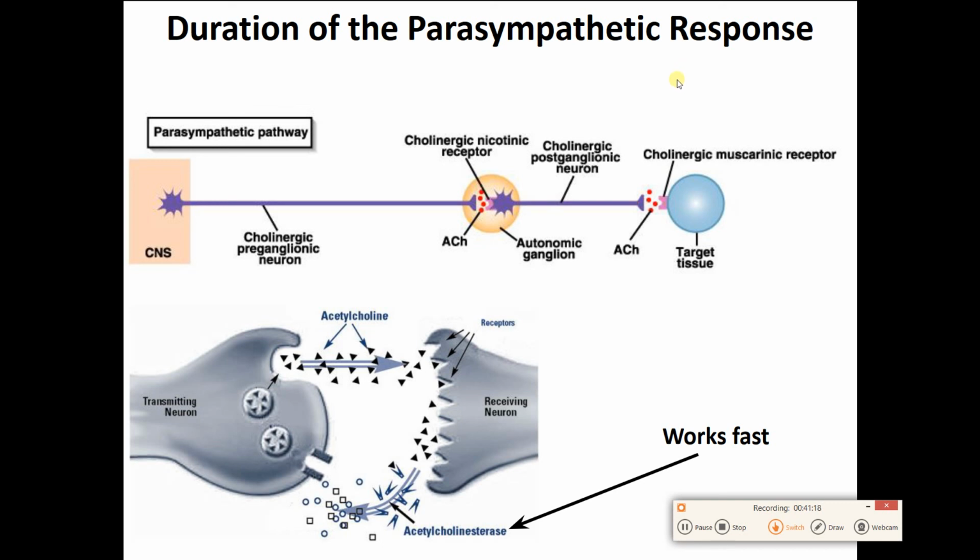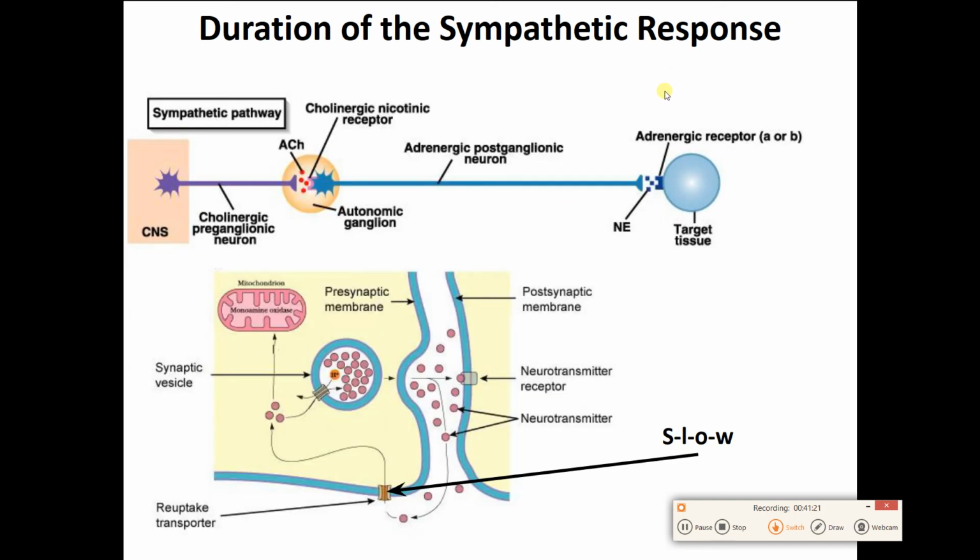However, the sympathetic response, we're releasing norepinephrine onto our target tissue. And norepinephrine, we don't break it down with an enzyme. Instead, it is slurped back up by the preganglionic neuron. There's a transporter that takes it back into it, kind of recycles it. And that's how we get it out of the cleft here. And that process is slow. And that means our sympathetic response is going to last longer.